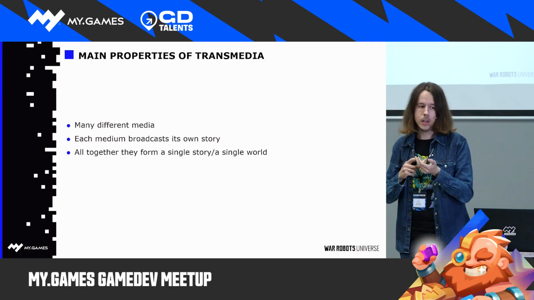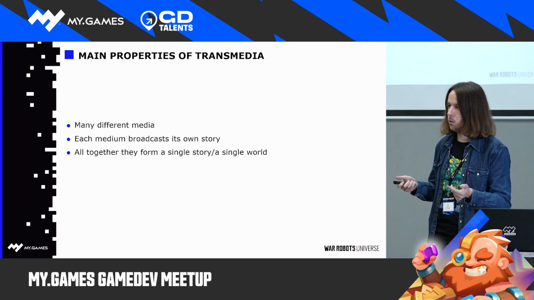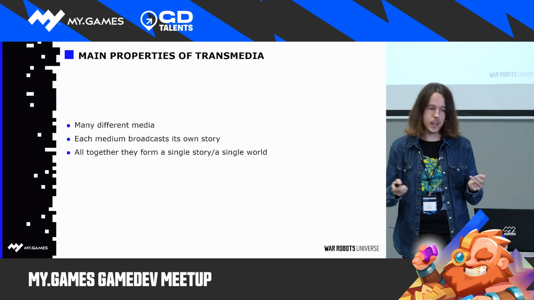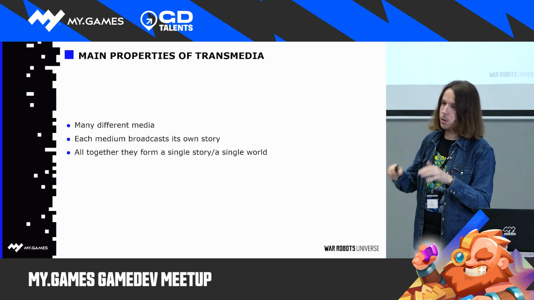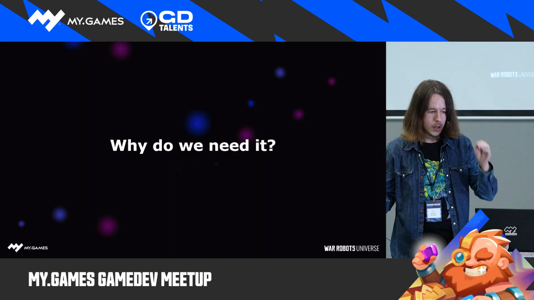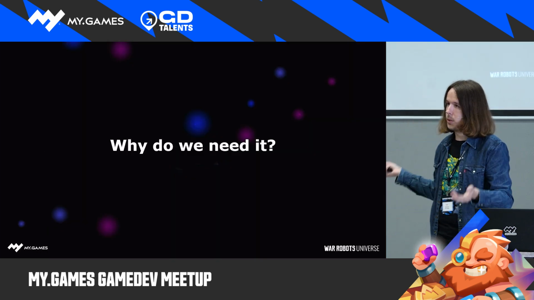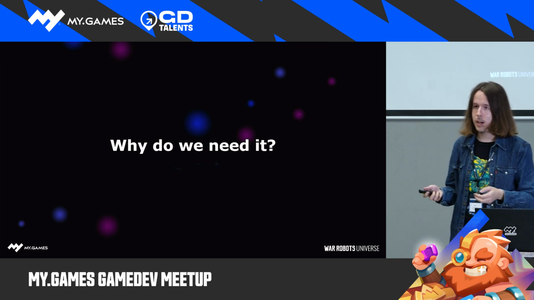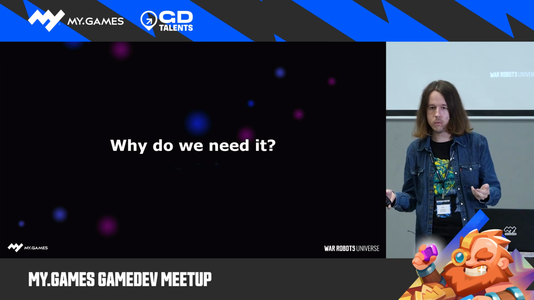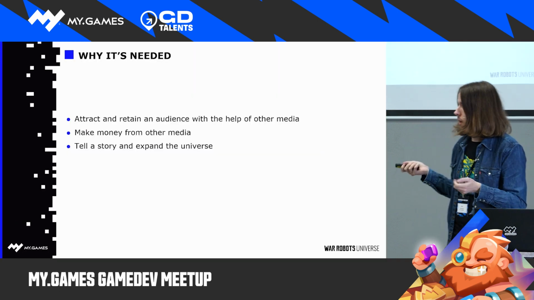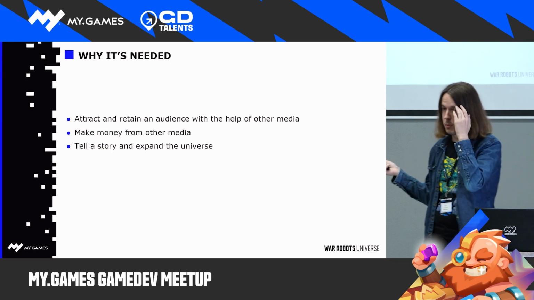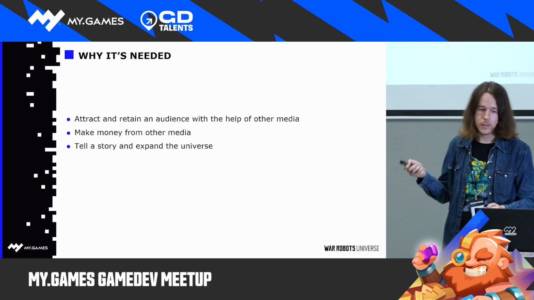So to sum up this part of the presentation, let's say about main properties: many different media. Secondly, each medium has its own place in your storytelling. And thirdly, altogether, they create one big story or one big world. So let's talk about why we need it. I will tell you the reasons and some main concepts you need to know to create transmedia storytelling. These are the reasons. I won't tell it to you now because I will go through them later.